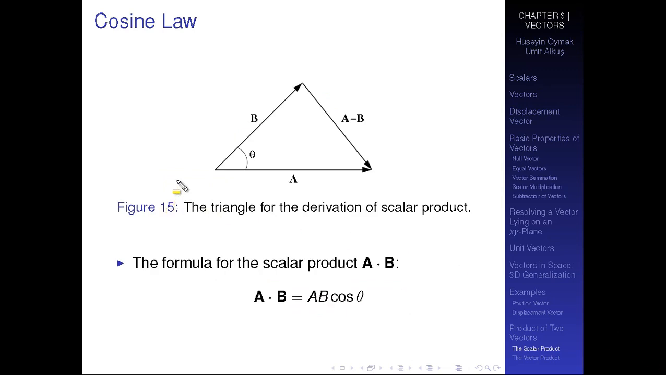Making use of the cosine law we previously defined, we can now show that A dot B equals the magnitude of A times the magnitude of B times the cosine theta, where theta is the angle between the positive directions of A and B. Now we will prove this formula in the next slide.